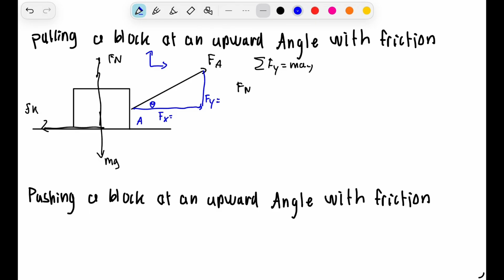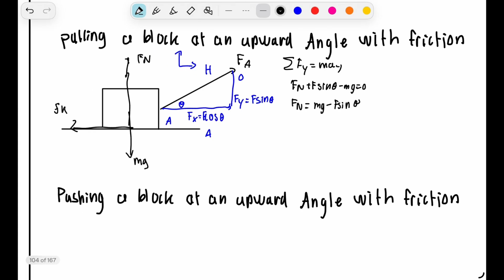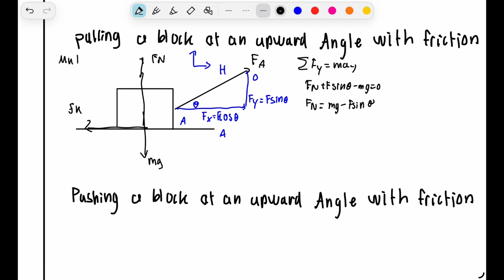You can see that this is your adjacent side. Your adjacent side is going to be related with cosine theta times the force. And then your vertical direction is going to be F sine of theta, because you have this as the opposite side and this as your adjacent side, and that is your hypotenuse. So you have Fn plus F sine of theta minus mg is equal to 0. So solving for Fn, you get mg minus F sine of theta. Force of friction is still going to be equal to mu k times normal force. So then this is going to be equal to mu k times mg minus F sine of theta, because we just found that normal force is equal to this expression here.